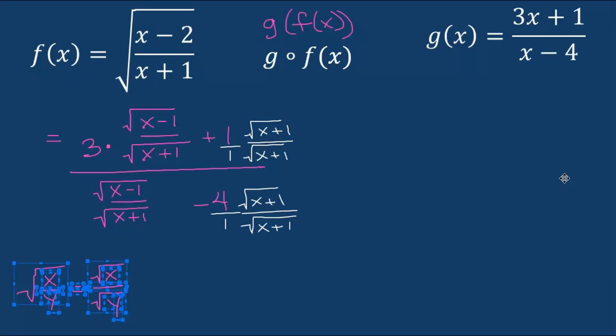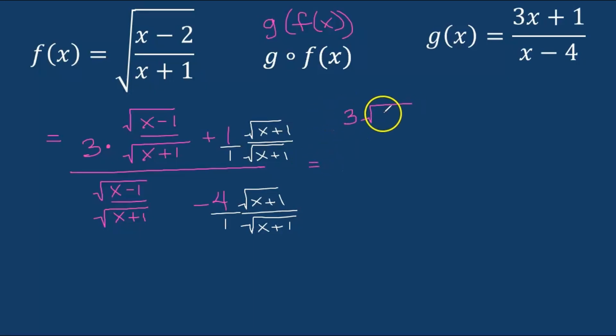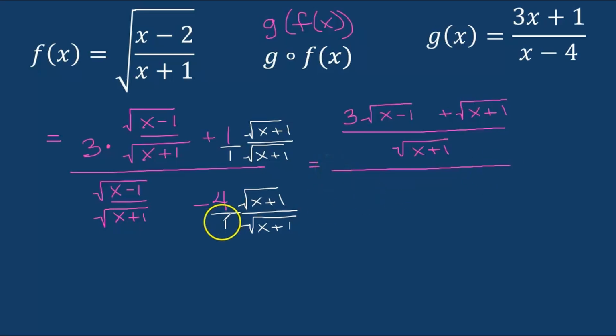All right, here comes a little bit of simplification. Let's move this guy out of the way. Actually, we might go ahead and get rid of him. We have 3 times this fraction, so that 3 is now going to migrate to the numerator. So we have 3 times the square root of x minus 1 plus the square root of x plus 1, and that's going to be all over the square root of x plus 1. On the bottom, we have the square root of x minus 1 minus 4 times the square root of x plus 1, and that's going to be all over the square root of x plus 1.